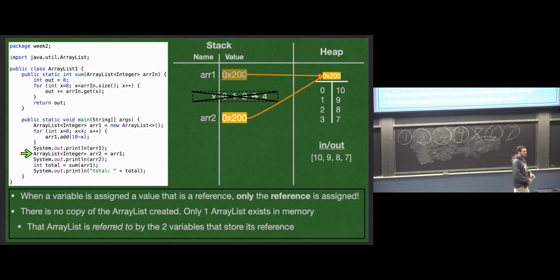So when we have the assignment operator, guess what gets stored in array2? 0x200. We didn't even go over to the heap and talk to that array list at all. The array list isn't involved in this assignment at all. We're just taking whatever's next to array1 on the stack and assigning it to array2. That's just the reference. All we did was move the reference over.